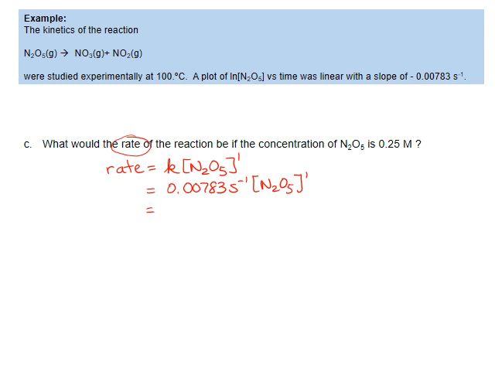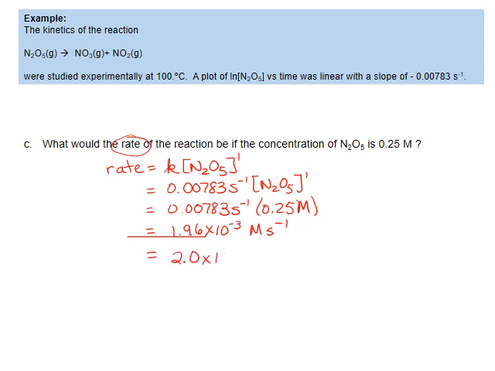If we plug in the value of 0.25 molar as our concentration of N2O5, we find that the rate is going to be equal to 1.96 times 10 to the minus 3 molar per second. We want to round this to two significant figures, so we'll report it as 2.0 times 10 to the minus 3 molar per second.